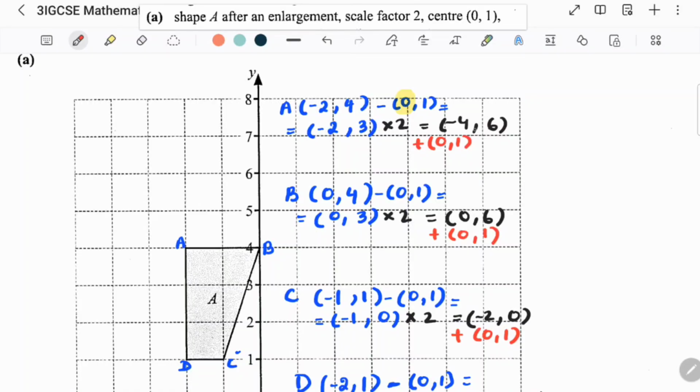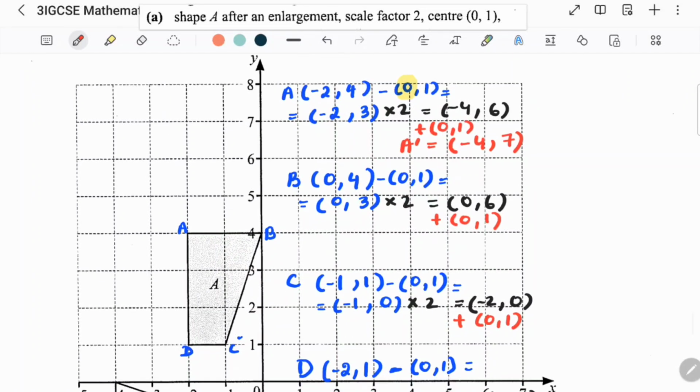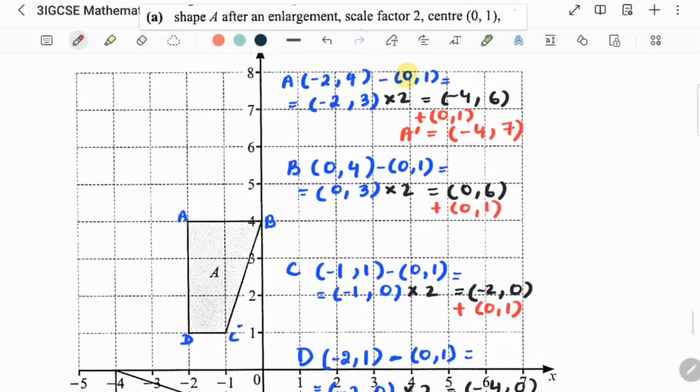Okay, -4 plus 0 will remain -4 and 6 plus 1 is 7. So this is your A prime. Okay, the next one is 0 plus 0 will become 0 and 6 plus 1 will become 7. This will be your B prime image.